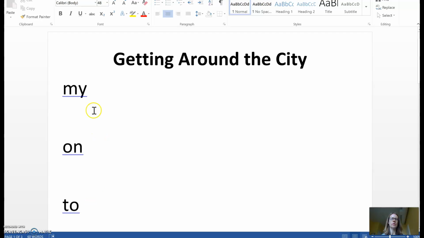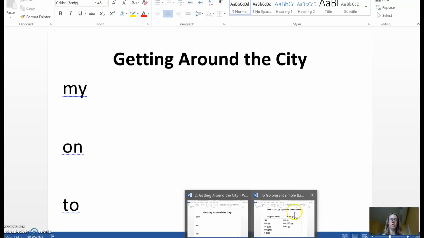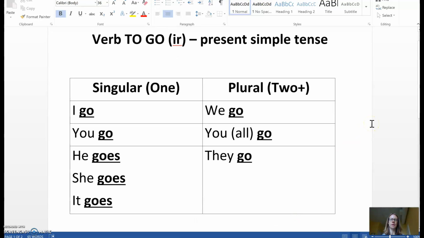Okay, so remember these words, my, on, to, when we start to read. We're going to learn the verb to go today. In Spanish, it is ir. In English, to go. Say to go. Here's how we can use this verb with different nouns, different people or things. I go. I go to the store. You say it.